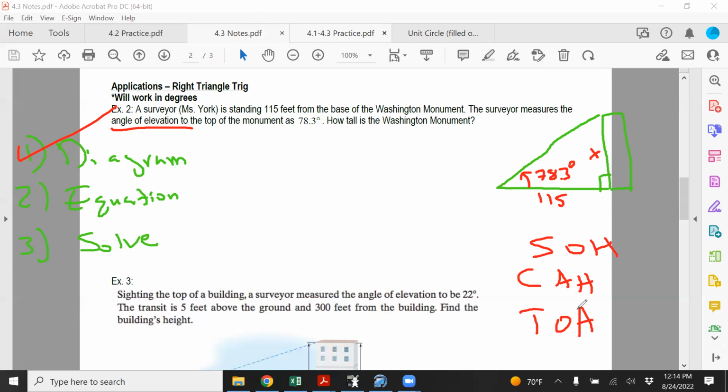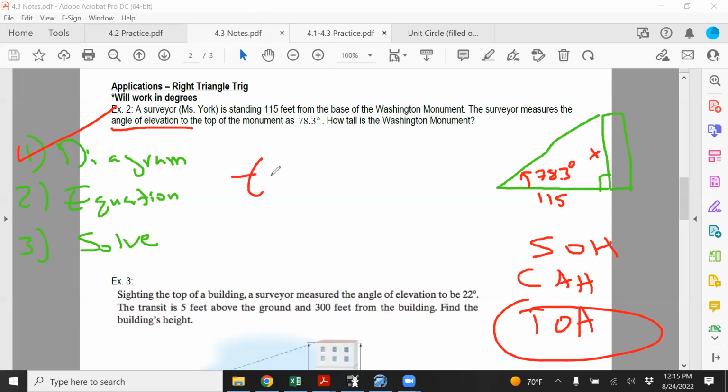TOA. Good. Do you see why we do TOA? No. Okay. What do I want to find? X, right? How does X relate to this? Is it opposite, adjacent, or hypotenuse? Opposite. The 115, is it opposite, adjacent, or hypotenuse? Adjacent. So I need O and A. That's O and H, that's A and H, O and A. Bingo. I don't want the hypotenuse at all because I'm not being asked to find it, and I'm not given any information about it. We only care about O and A. So we have to use TOA.